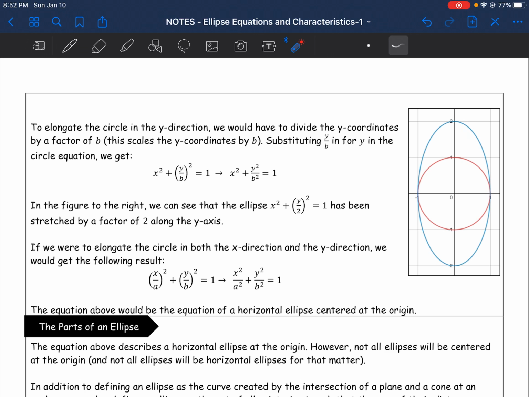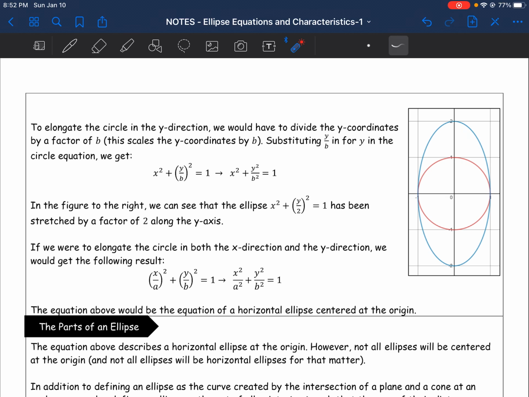Now, again, looking at a more concrete example, here is once more that very simple circle centered at the origin, radius of 1. And notice that this ellipse, this stretched ellipse, has this as the equation: x squared plus (y over 2) squared equals 1.